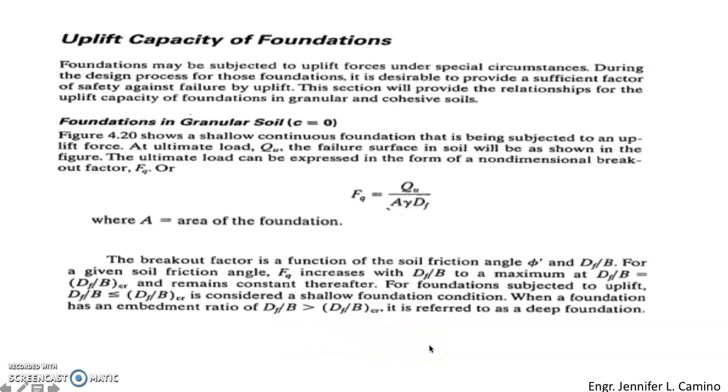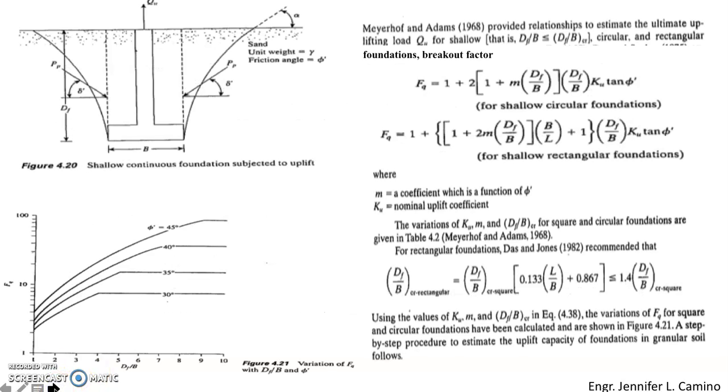So for a foundation subjected to uplift forces, D_f over B should be less than or equal to D_f over B critical. It is then considered a shallow foundation. Otherwise, if the ratio of the depth of embedment over the width of the foundation is greater than the critical value, it is referred to as a deep foundation.